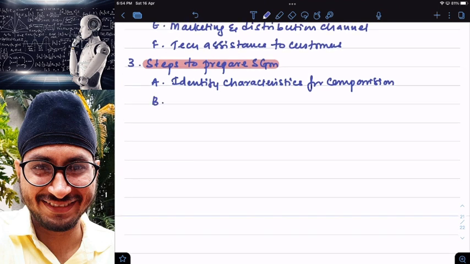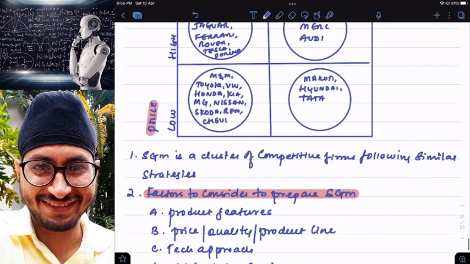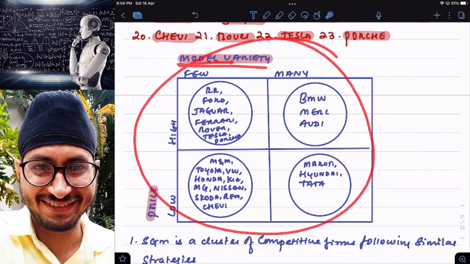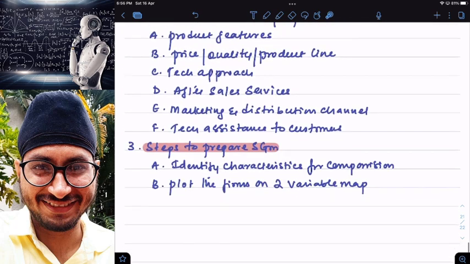Then what you have to do? Plot the firms on a two variable map. This is called what, sir? This diagram what I have drawn here is an example of what? A two variable map. Variable number 1 what I have taken is model variety. Variable number 2 what I have taken is price.